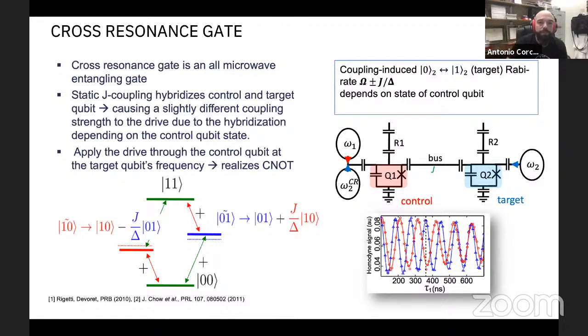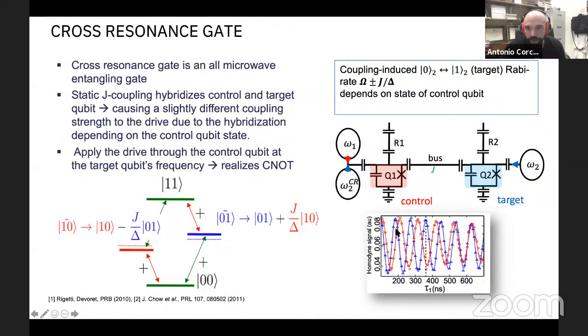XX kind of interaction, and this bus, which is a coplanar waveguide resonator, for example, will alter the nature of each of the qubits, and each of the qubits gets a little bit of the flavor of the other qubit. And then when you apply a tone at qubit 1, let's say at the frequency of qubit 2, that causes qubit 2 to rotate on the Bloch sphere in a direction that depends on the state of qubit 1.